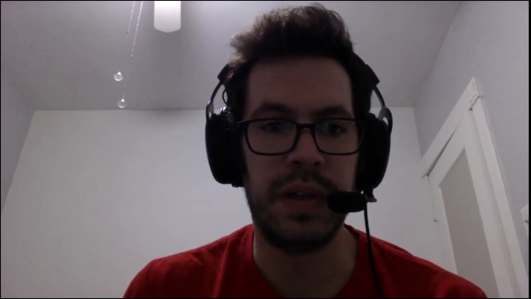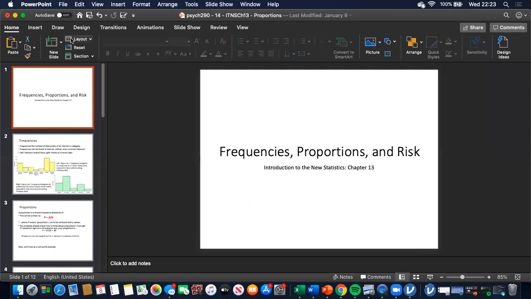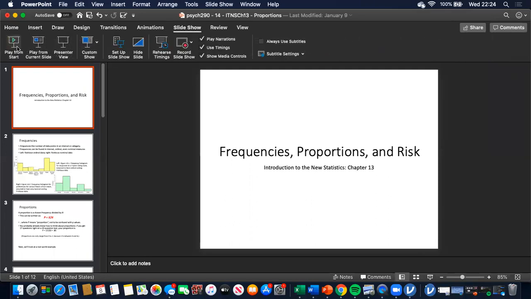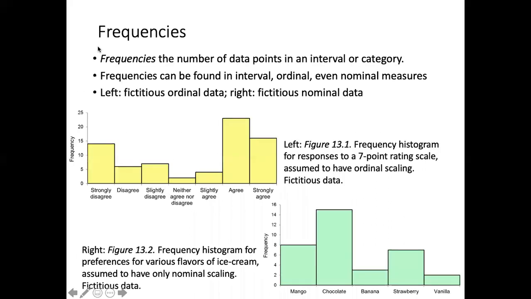So I'm going to talk just very briefly, a tiny bit, about proportions in general, and then show you what to do in Jamovi to get the confidence intervals that you're going to need for your term projects. So just briefly going to go through a few slides here from chapter 13 of the textbook.